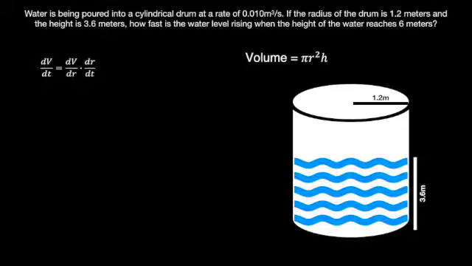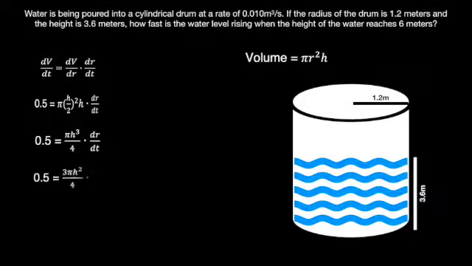Now let's substitute the given values. It will be 0.5 = π times the quantity (h/2)² times h times dr/dt. Then it will be 0.5 = πh³/4 times dr/dt. Then, find the derivative of the equation, which will lead us to 0.5 = 3h²π/4 times dr/dt.